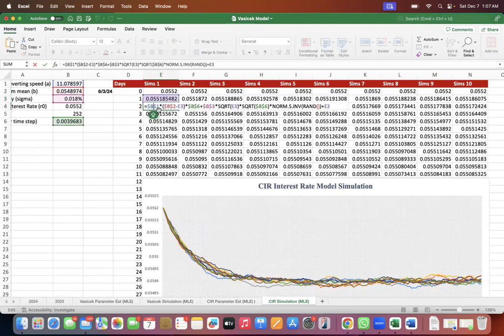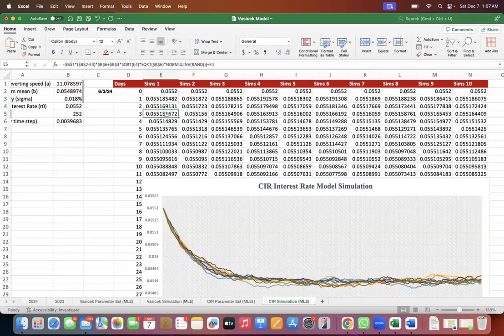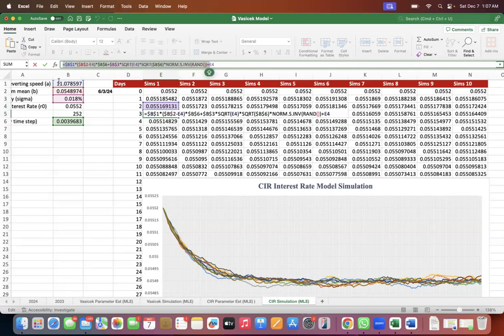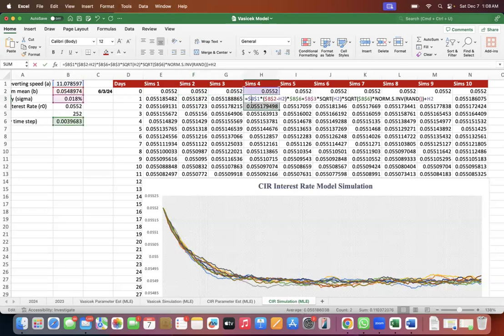Okay. So this is what we did. Similarly for day two, we'll do the same thing. We'll use the same formula, which is the dR formula through the CIR model, and then we'll add the previous day interest rate. We'll simulate the dRt term using the CIR model, and then it will be added to the previous day interest rate to calculate the current day interest rate. Okay. So that's how you will do it for one simulation, and similarly, the same formula will be applied to all the simulations.